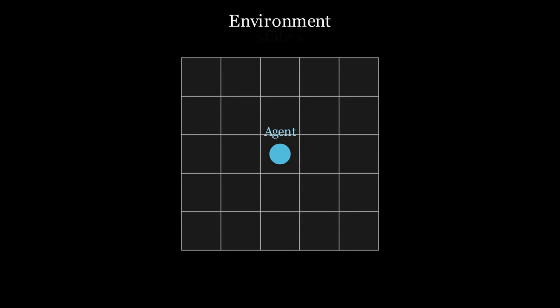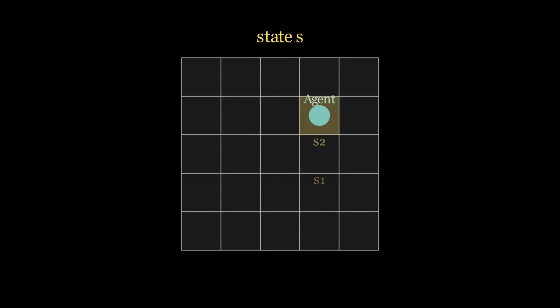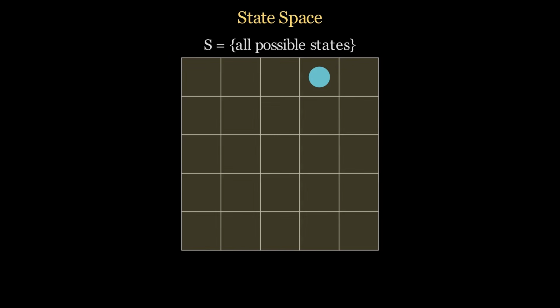Here's our environment again, a 5 by 5 grid. And here's the agent, sitting in one of the cells. The cell the agent is in right now, that's called its state. It describes the agent's current situation. Every time the agent moves to a new cell, it enters a new state. S1, S2, S3, S4, S5, each one is a different situation. The collection of all possible states is called the state space. So remember, a state is simply the agent's current situation.